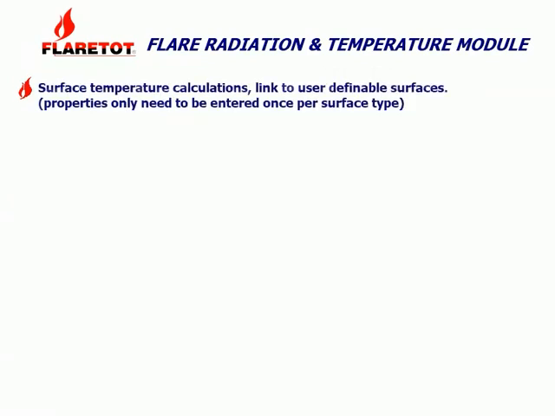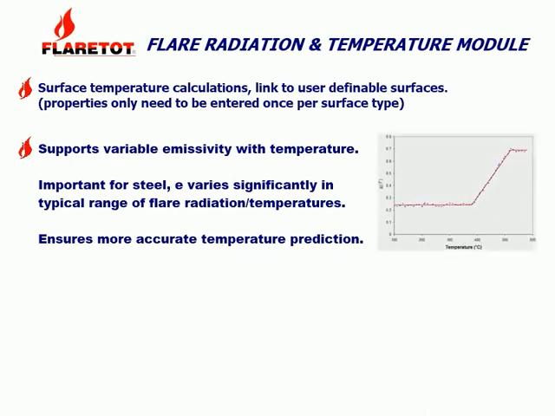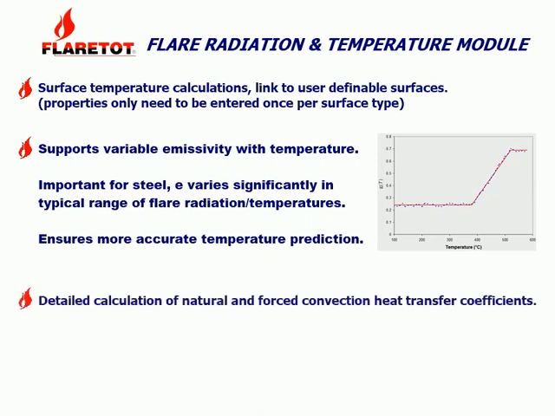Surface temperature calculations are linked to user-definable surfaces, so properties only need to be entered once. Supports variable emissivity with temperature. This is important for steel, as its emissivity varies significantly in the range of typical flare radiation and corresponding temperatures, and ensures a more accurate temperature prediction. Uses detailed calculation of natural and forced convection heat transfer coefficients.